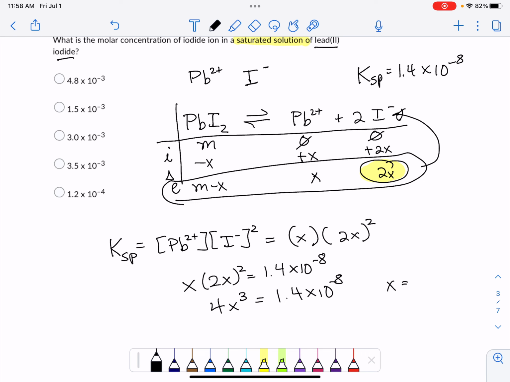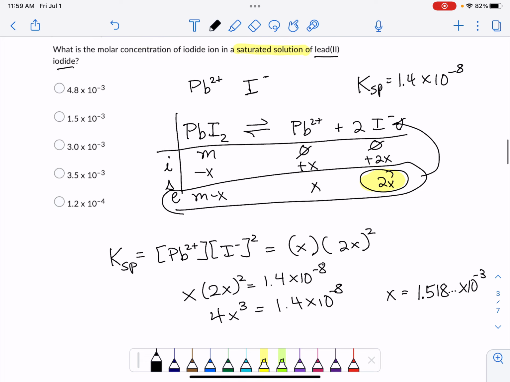So I'm going to divide both sides by 4. So 1.4 times 10 to the minus 8 divided by 4. And then I'm going to take the cube root. Make sure you can take the cube root on your calculator, or you can plug it into Math Papa if you want to. And I'm getting 1.518 times 10 to the minus 3.